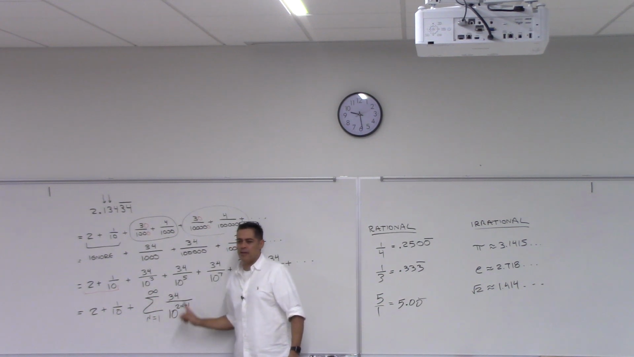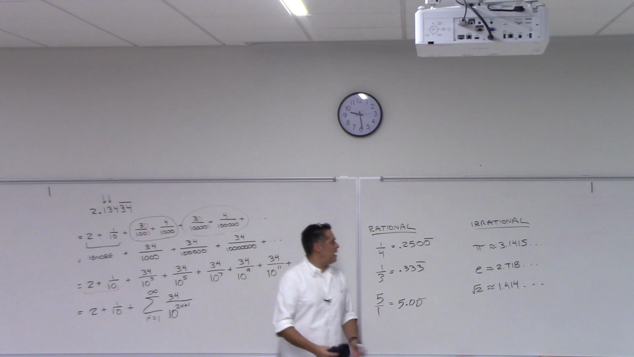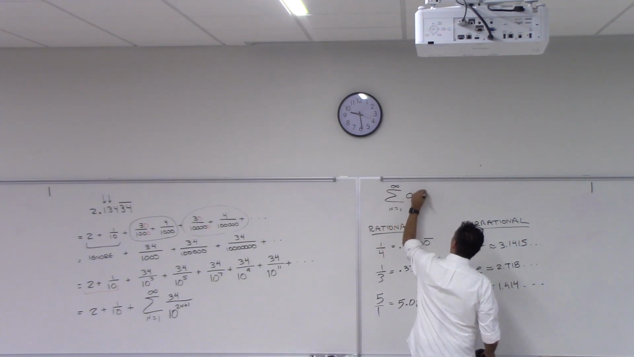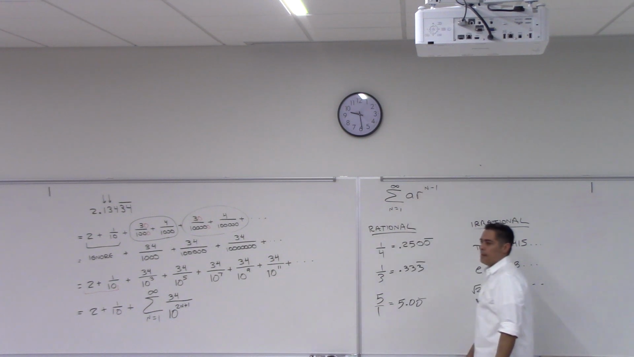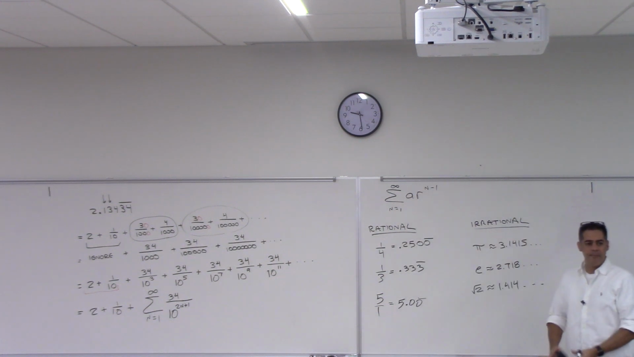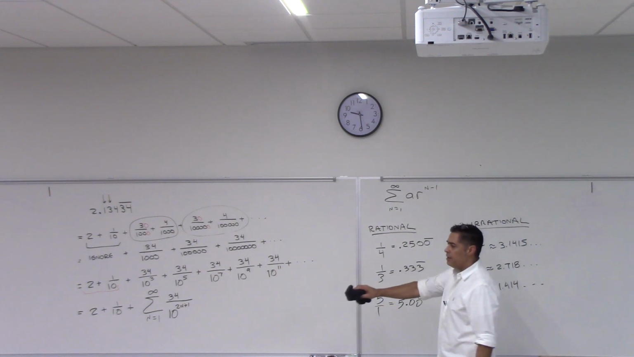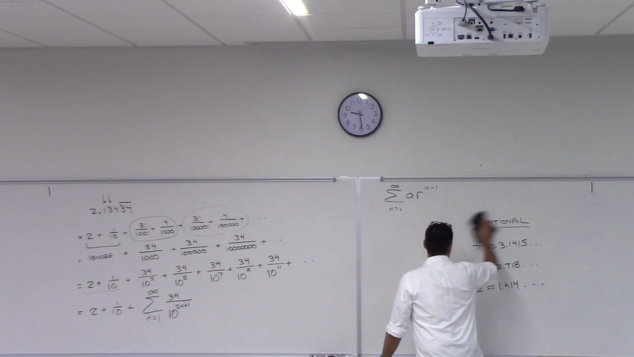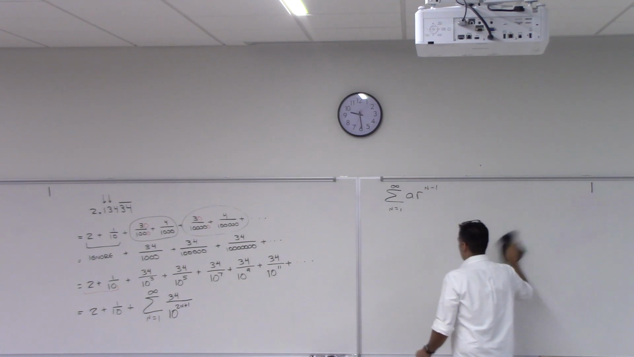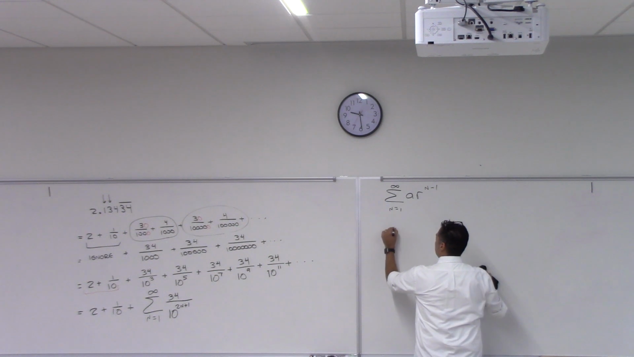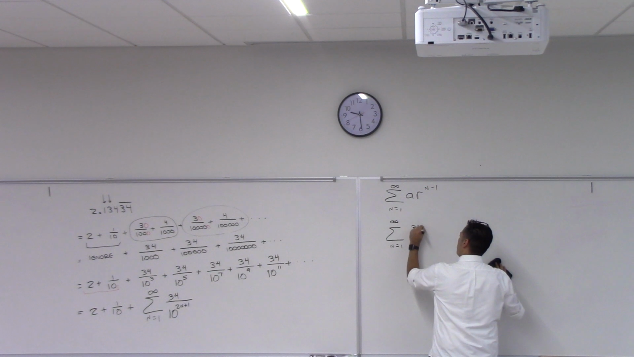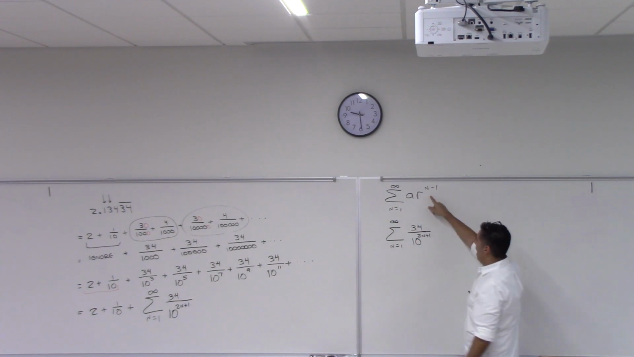I need to see if I can make this geometric. I need to see if I can make that look like sum n equals 1 to infinity of A R to the n minus 1. That's what I'm going to try and do, all right? And what I think I'll do is I'll stop here and I'll come back to this. Let me just do that work over here. So this is some scratch work on the side. So I need to see if I can turn this sum n equals 1 to infinity of 34 over 10 to the 2n plus 1, if I can make it look like that.